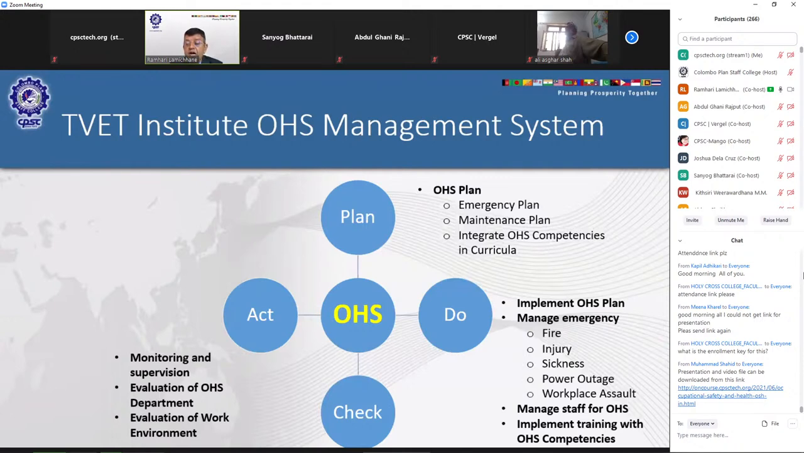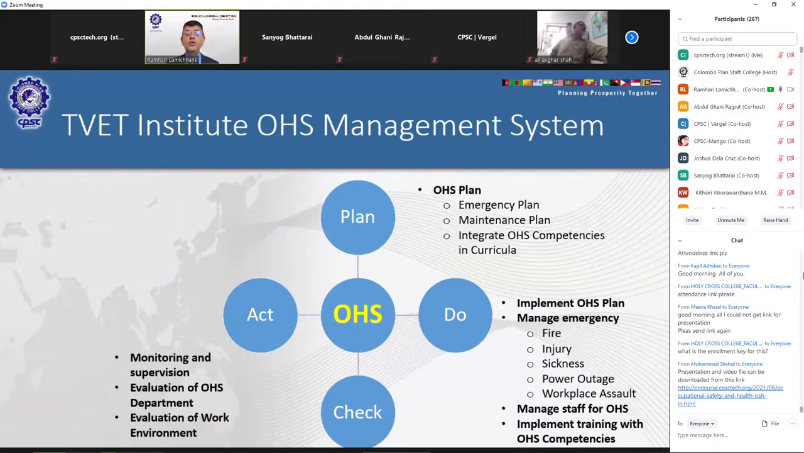We have to evaluate how they are performing. Are they performing as per our standard or not? Are they performing as per the set standard and plan? That answer is given by the evaluation system. And evaluation of the work environment. Always we have to evaluate our work environment. Have we maintained our environment, or have we created a work-related hazards and accident environment or not?